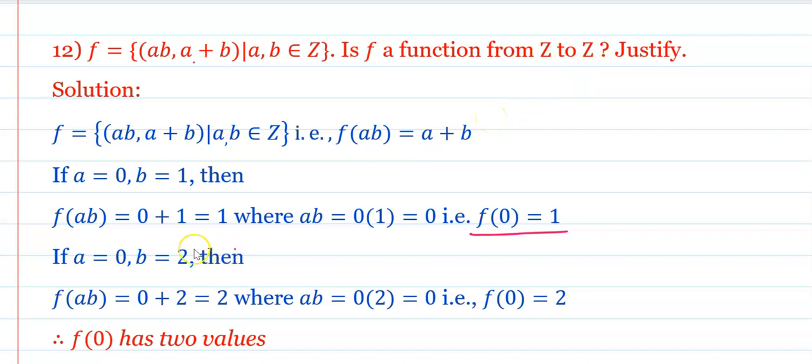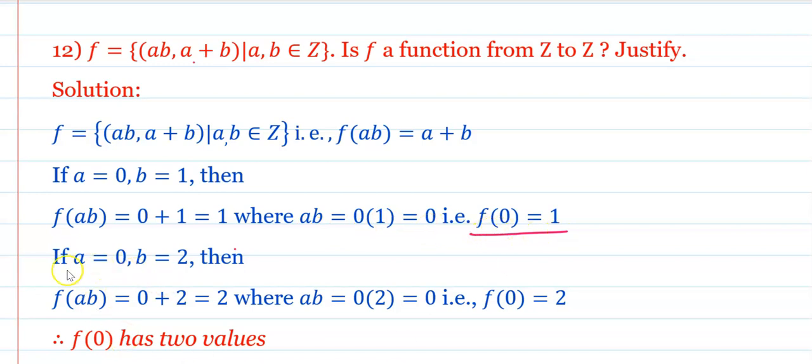मग आपण यामध्ये दोन किमती घेतो. एक a is equals to 0, b is 1. Then what is f of ab? F of ab is equals to a plus b, but a is 0, b is 1. Overall you will get f of ab is equals to 1. But ab means what? A is 0, b is 1, and their product is 0. Therefore f of 0 is equals to 1.